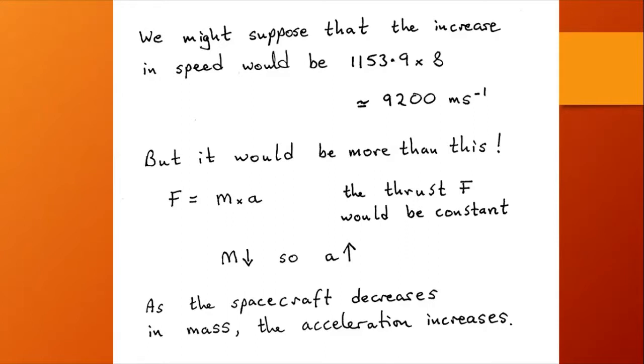Over a period of time, the mass will decrease. F equals ma, we would suppose that the thrust from the ion engine would be constant. So the mass decreases, so the acceleration increases. So as the spacecraft decreases in mass, the acceleration increases. Ion drives do exist, and you could try to find out more about them. They have their advantages and disadvantages, which examiners often ask about, albeit for 1 mark, and we need all the marks we can get.